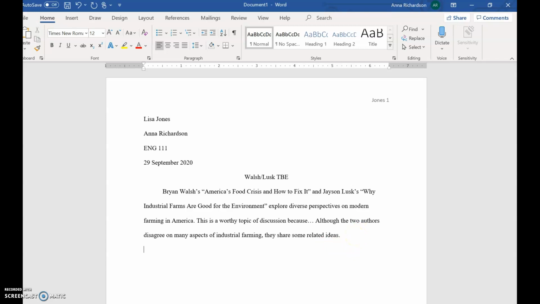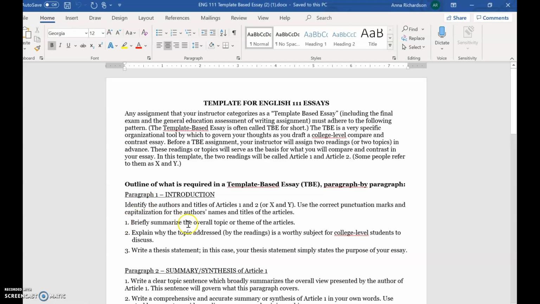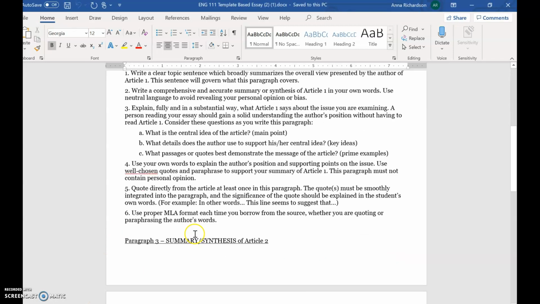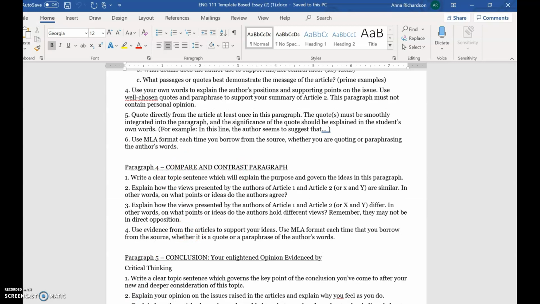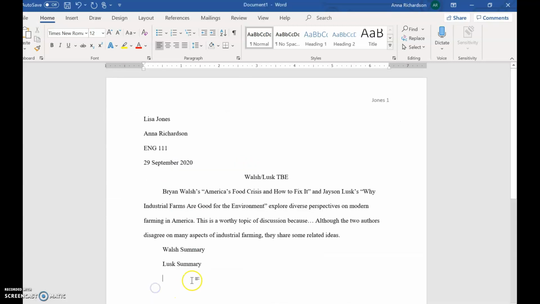Now, we're going to keep going. Right here is where your Walsh summary would go. So with revisions, you should be able to copy and paste that Walsh paragraph right in there. The next paragraph is going to be your Lusk summary. And this is all following this template right here. Okay? So there's your Walsh, paragraph 2, Lusk, paragraph 3, and then what you wrote last week, the compare and contrast paragraph is going to be next. Okay? That's really the meat of your essay. That's the most important paragraph.